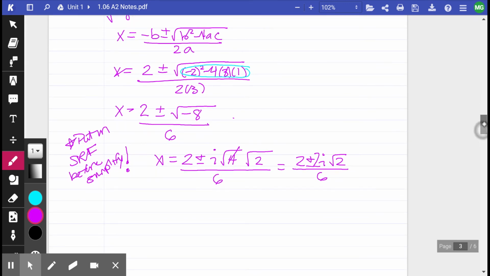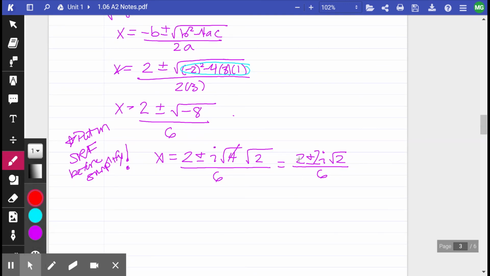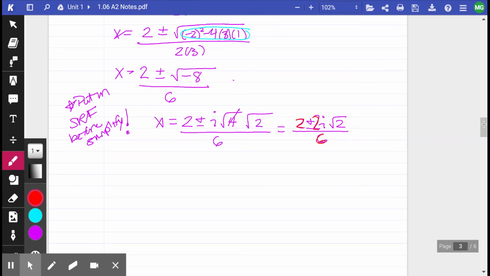Again, you're going to look at your 3 non-radical numbers: this 2, and this 6. They're all divisible by the same thing, so we can divide them. But what I would recommend is splitting it up instead. So 2 over 6 plus or minus 2i rad 2 over 6. They keep the same denominator; we're just putting it with each term in the numerator. Now reduce. 2 over 6 gives me 1/3, plus or minus, again 2 over 6 is 1/3, so i rad 2 over 3.